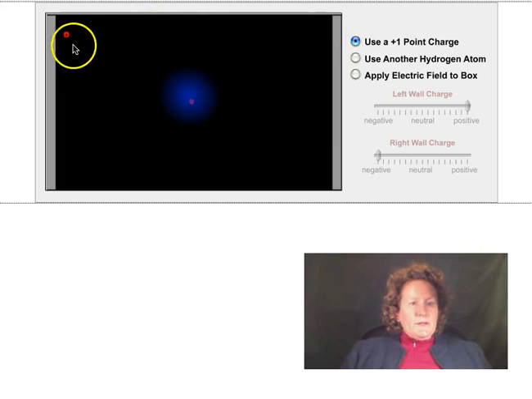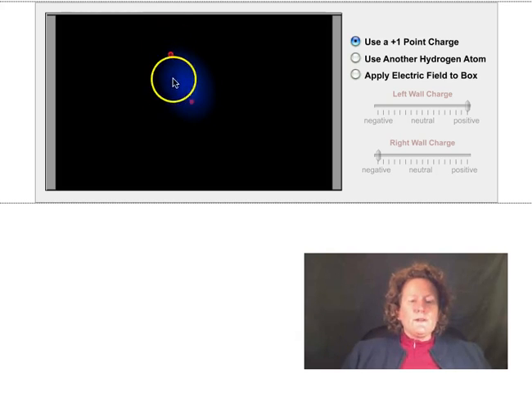Let's use a point charge here. This is basically just a positive charge, and let's notice how that distorts the probability map of where the electrons are. As we bring it closer and closer, the electrons head for that other proton. They're attracted to this one as well, and that distorts the shape of the orbital, or the probability map in this case.